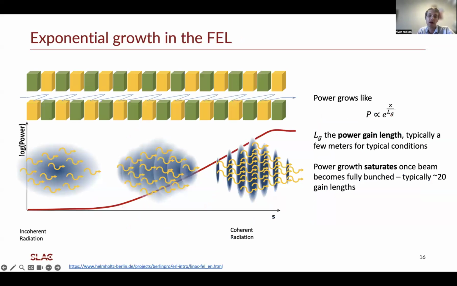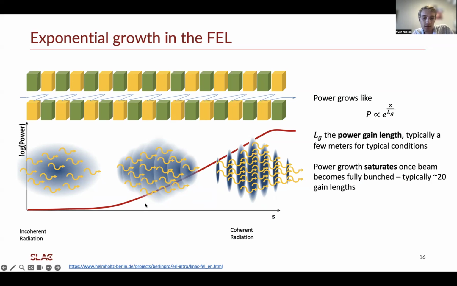And if we look at how the radiation power evolves through the undulator, you get something like this. We're plotting the power here on a logarithmic scale. And what you'll notice is that as the bunch develops this microbunching, the radiation power grows linearly on this log scale, which means in a linear scale, it grows exponentially. So we get exponential growth of the radiation power along the length of the undulator. And eventually, when we reach this fully bunched state, that exponential growth saturates, and we reach what's called saturation.